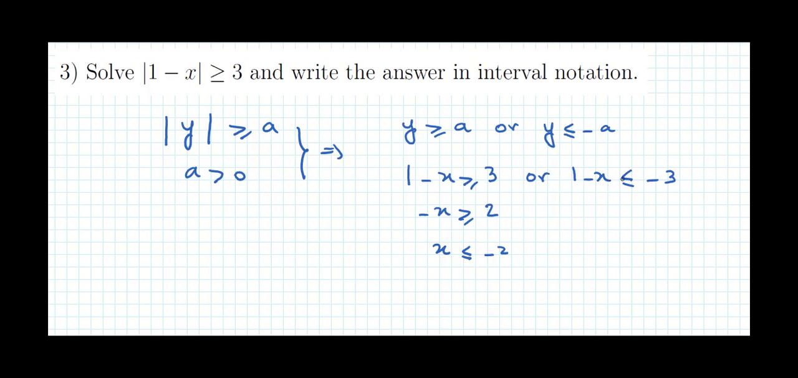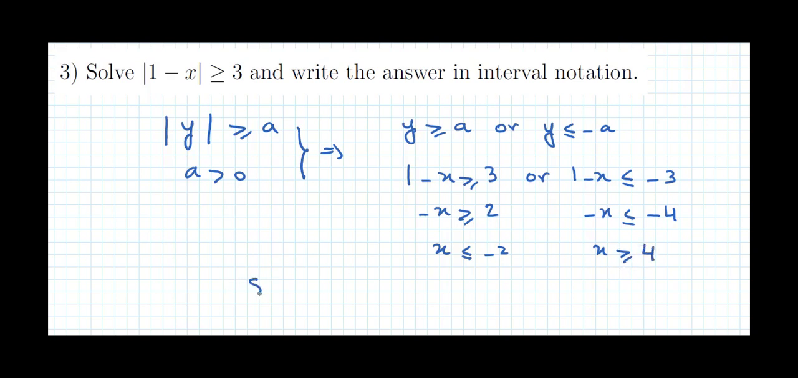For the second inequality, we have the same thing. So we subtract 1 from both sides. We get minus x less than or equal to minus 3 minus 1, which is equal to minus 4. Then we multiply by negative 1, and we get x greater than or equal to 4.